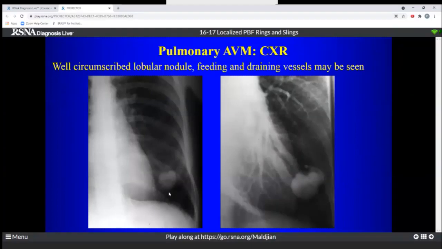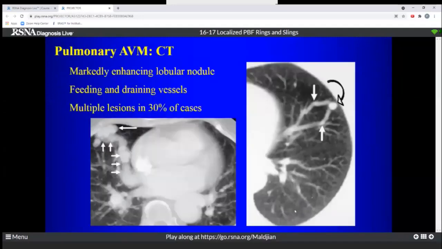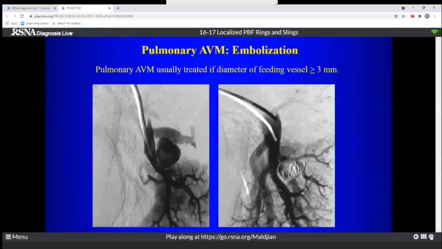On a chest radiograph, you might see a lobulated nodule like this, with vessels going towards it, a feeding artery and a draining vein. You might see that on a chest x-ray. Here's an angiogram showing you the feeding artery and the draining vein in this pulmonary AVM. On CT, you'll see a markedly enhancing nodule. You should be able to trace out the feeding artery and the draining vein, and these lesions may be multiple, so you want to look very carefully. Treatment is embolization. Pulmonary AVMs are usually treated, even if they're asymptomatic, if the diameter of the feeding vessel is greater than or equal to 3 millimeters.